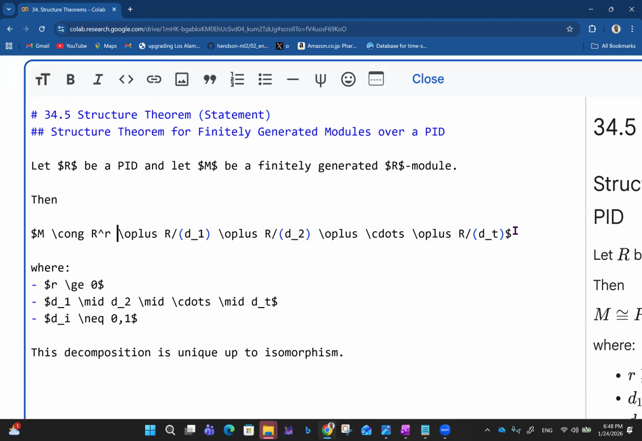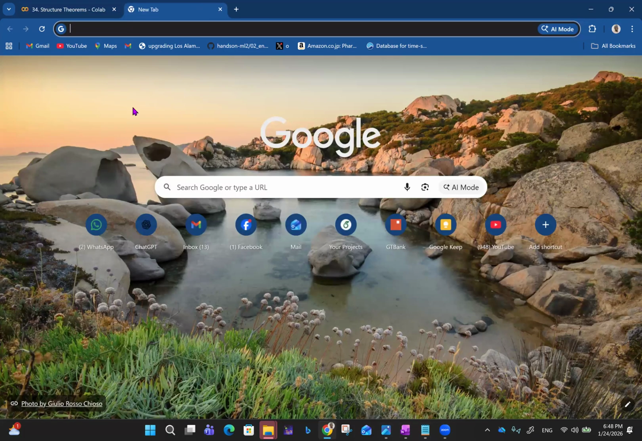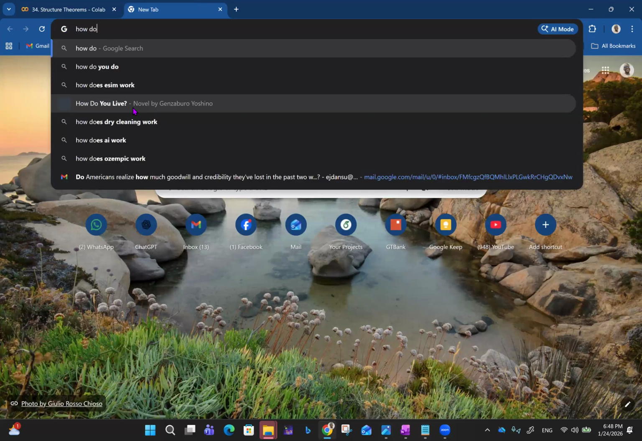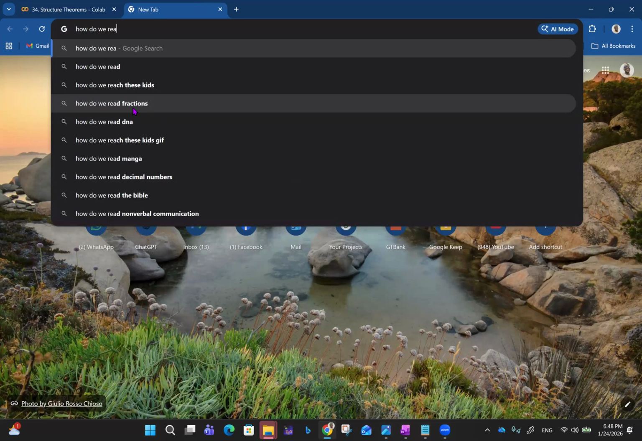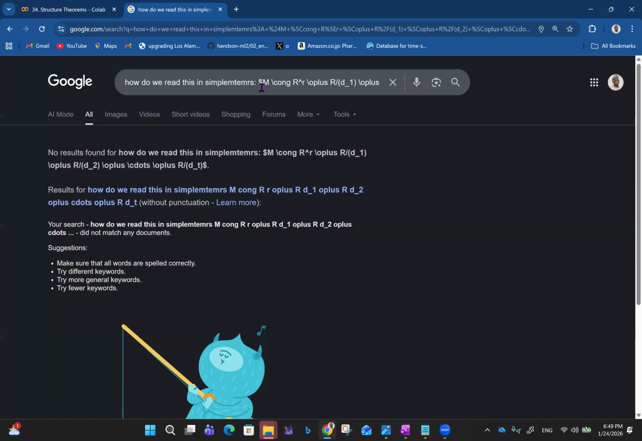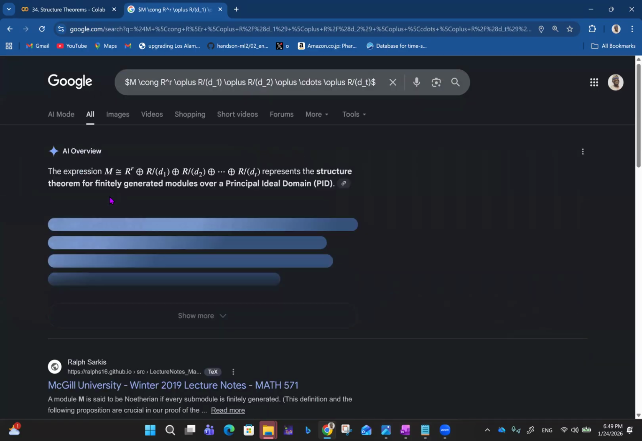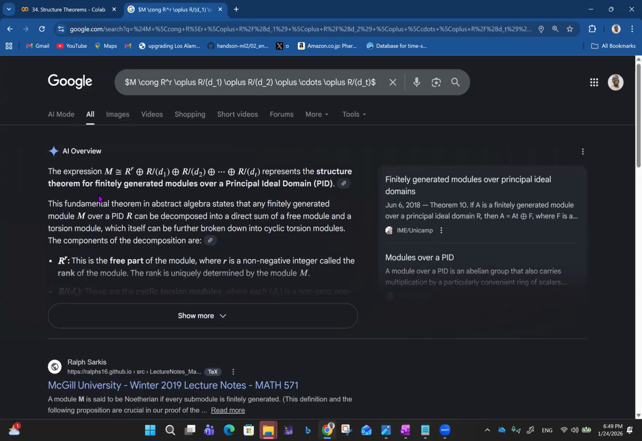So maybe I want to make this a bit clearer. How do we read this in simple terms? Okay, maybe I should just type it directly. Yeah. So this expression represents the structure theorem for finitely generated modules over a principal ideal domain.